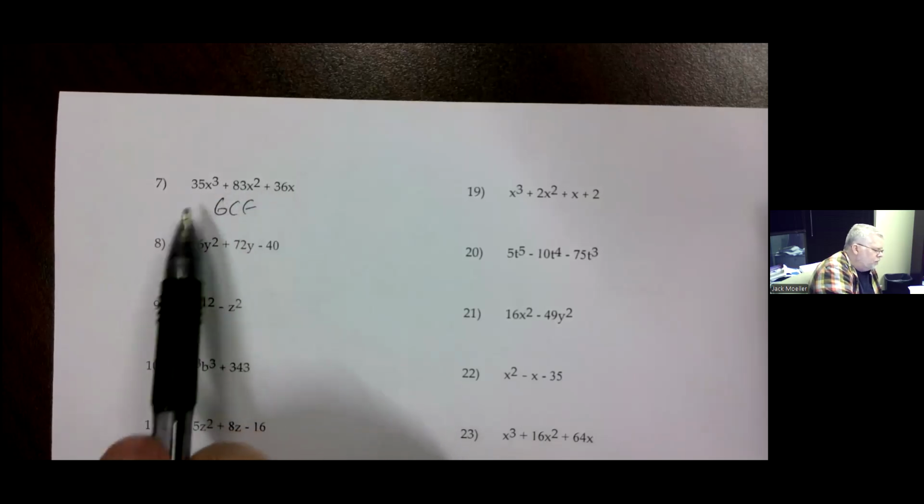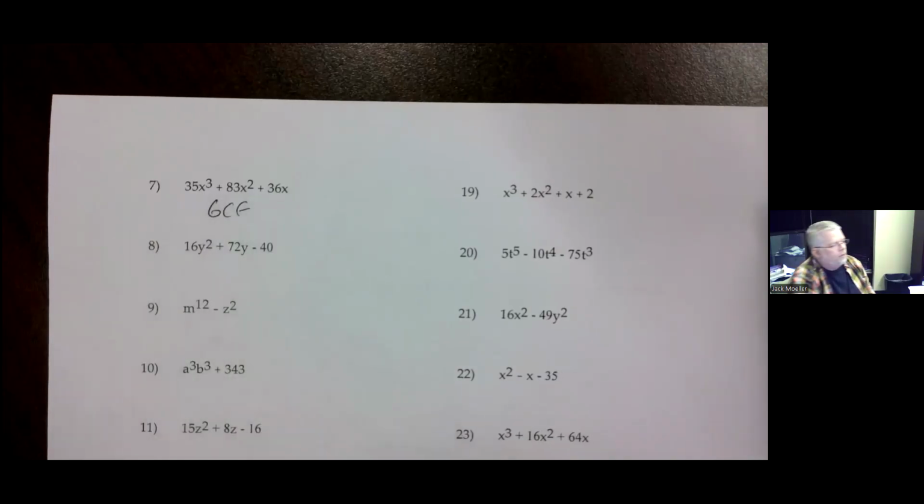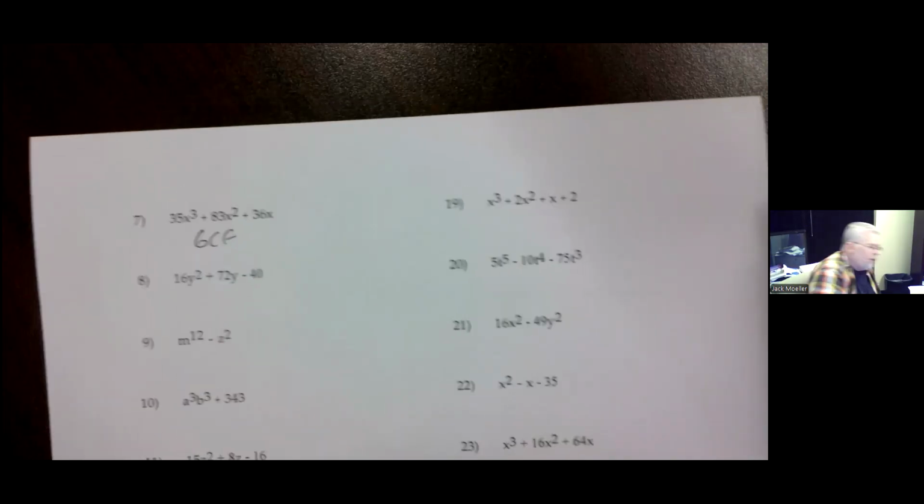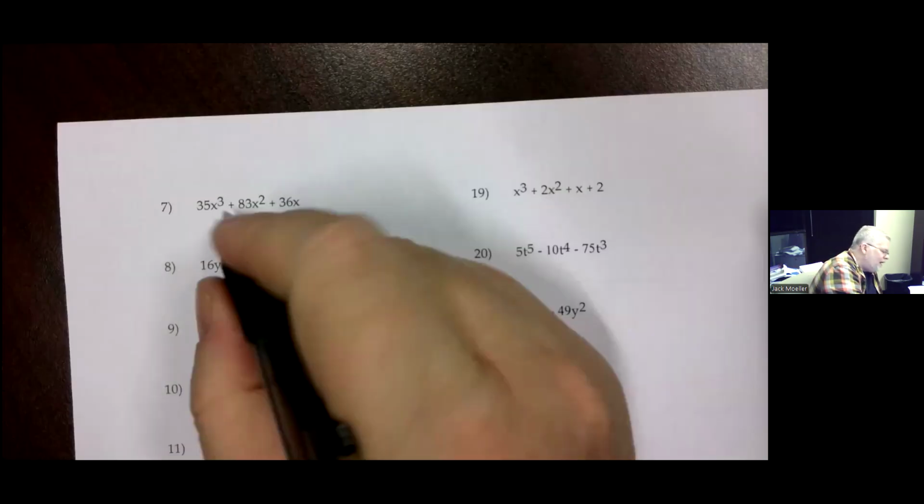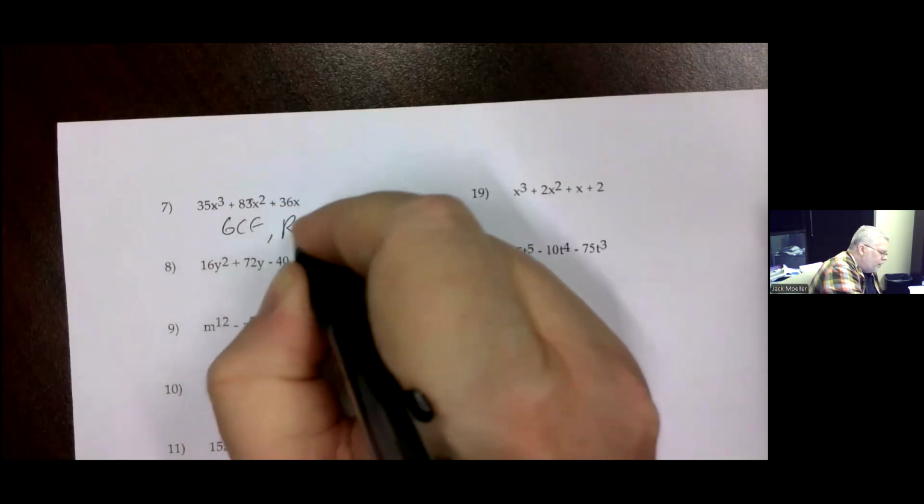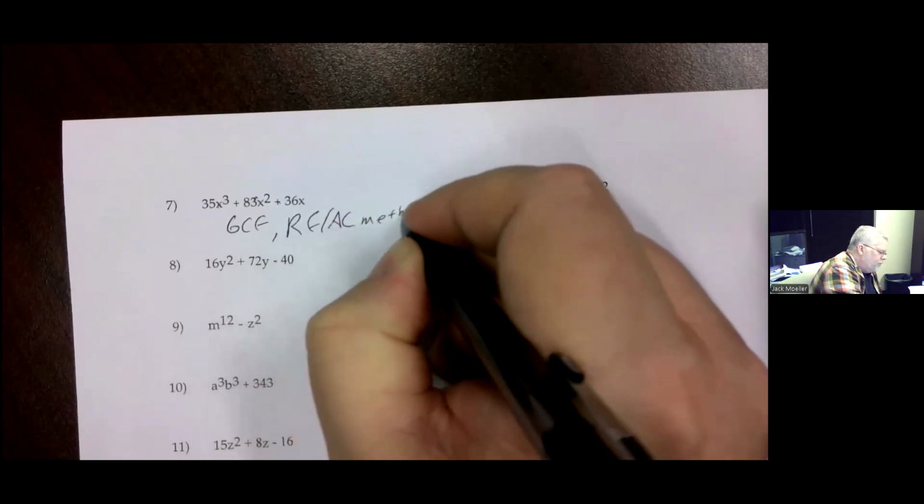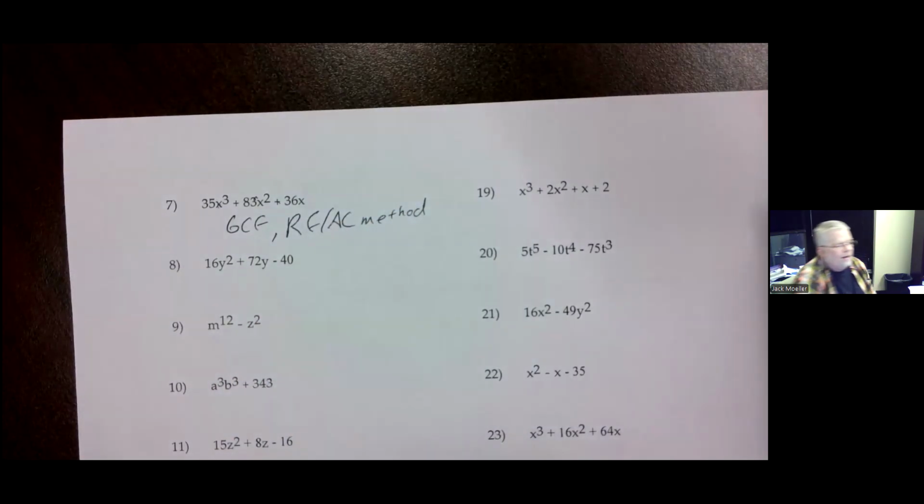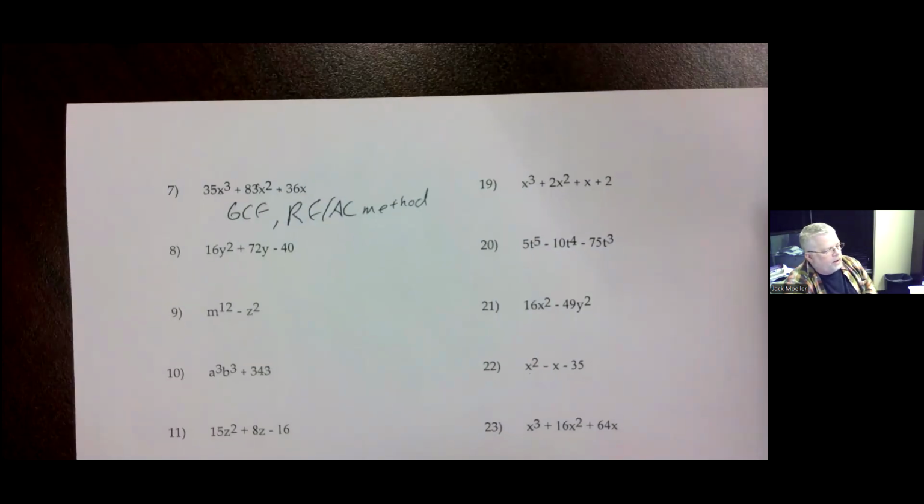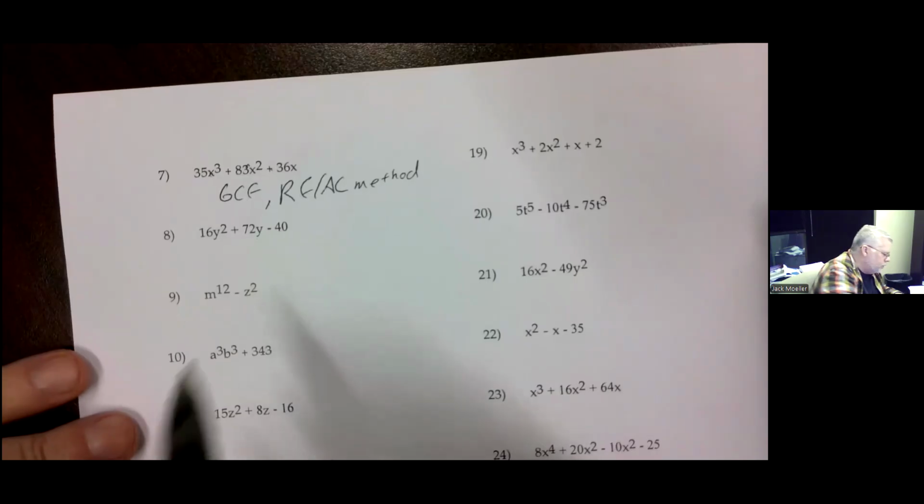So number-wise, there is no GCF, but there is a variable. They all have an X, so that's common. Plus it's a trinomial, so it might be reverse FOIL or AC method. So this is what you're going to have to do as a student, is look at that and figure out what technique to use. All right, so let's do a couple more and then we'll do a different approach.